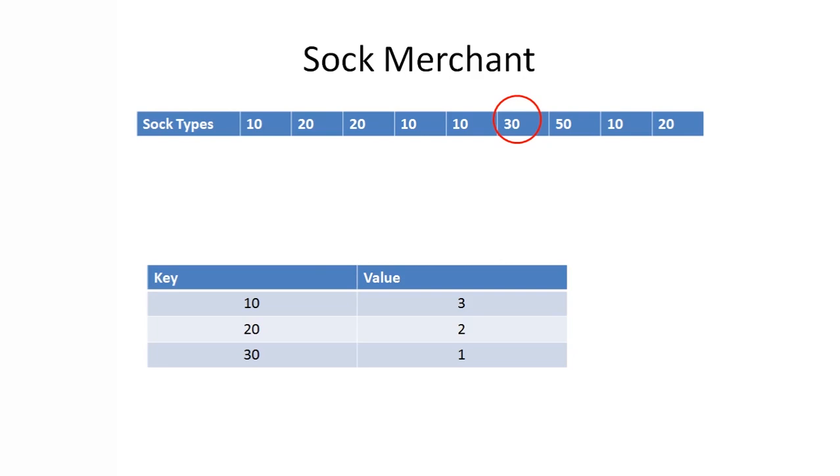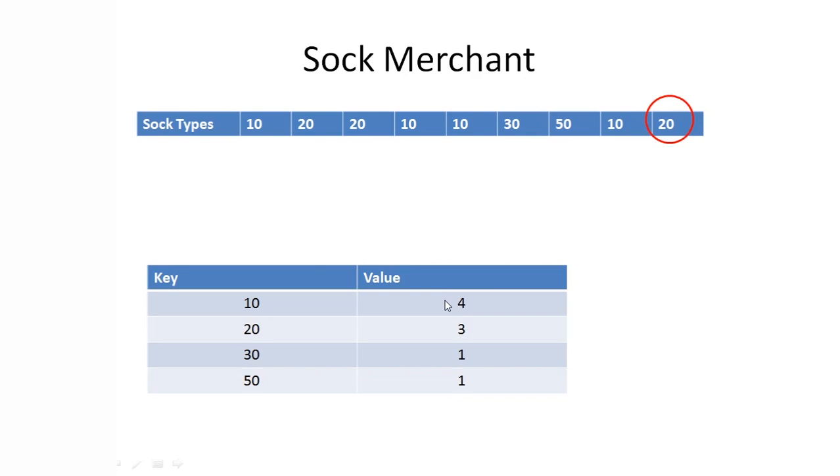Right? And then next entry is 50. We don't have 50 out here. We'll add a new entry in the key as 50 and then the value part will be 1. Then 10 again, we'll update only the value part because 10 is existing as a key. Right? And then 20 is existing, so I'll update the value part to 3. Right? Now this is what we get, the keys and the values.